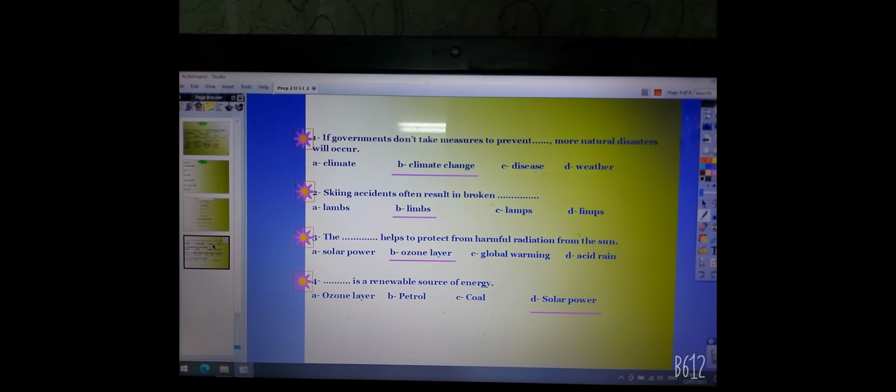Let's complete our practice. Number one, if government doesn't take measures to prevent climate change, more natural disasters will occur. So, as we said before, to prevent climate change. Number two, skiing accidents often result in broken limbs. Number three, the ozone layer helps to protect us from harmful radiation from the sun. The last one, solar power is a renewable source of energy.